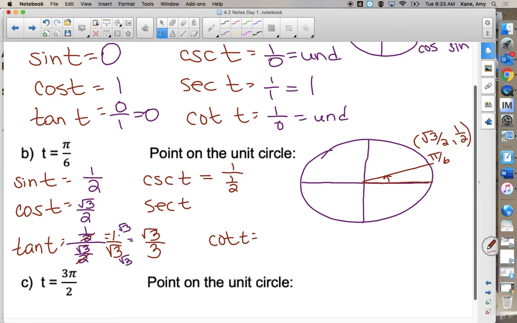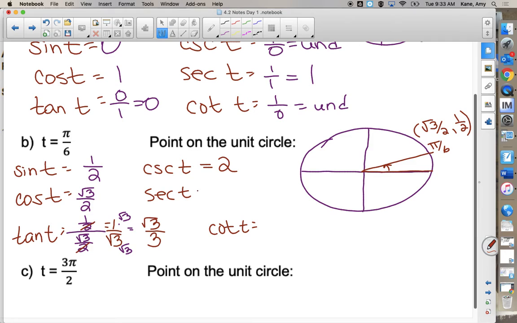So if I have 1/2, the reciprocal of 1/2 is 1 over 1/2. Or if I flip that fraction, I have the reciprocal. It's 2. So you flip to find the recip. So take that fraction and flip it. I like that. Flip to find the recip.